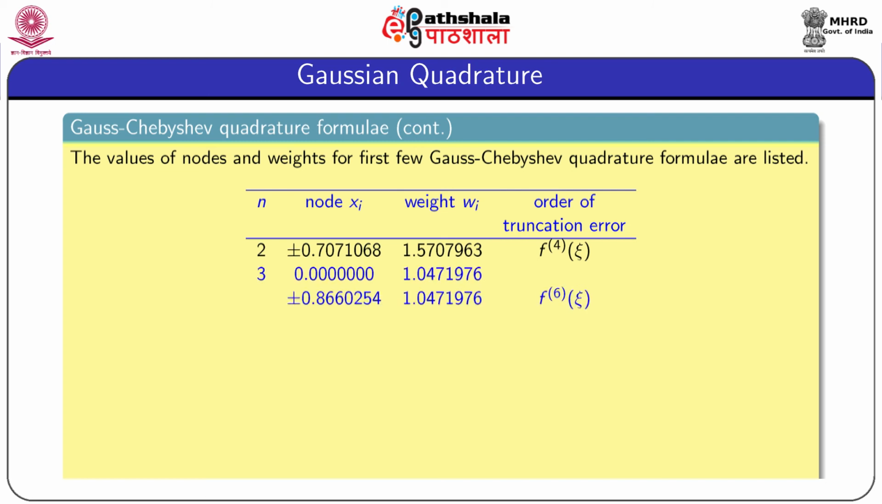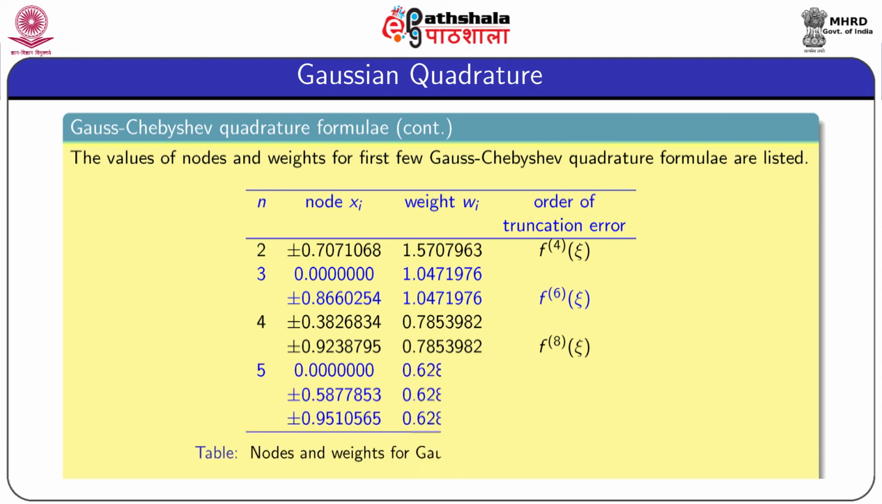And these are the nodes and weights for n equal to 3. Truncation error is of order f6 at xi. For n equal to 4, the nodes and weights are this. It may be noted that the weights are nothing but pi by 4. Truncation error is f8 at xi. And for n equal to 5, the nodes and weights are given by these values, and truncation error is f10 at xi. That means the 5-point Gauss-Chebyshev quadrature formula gives an exact result for polynomials whose degree is up to 9.